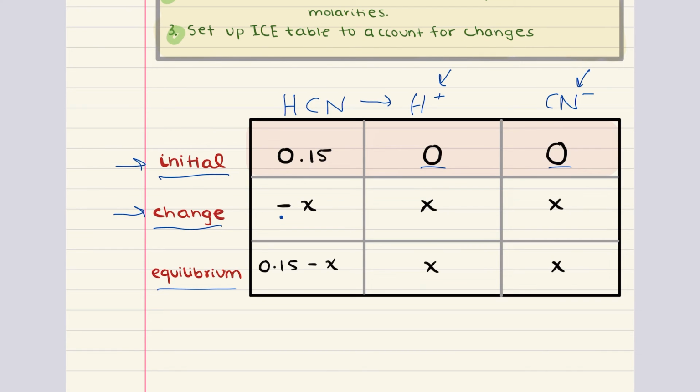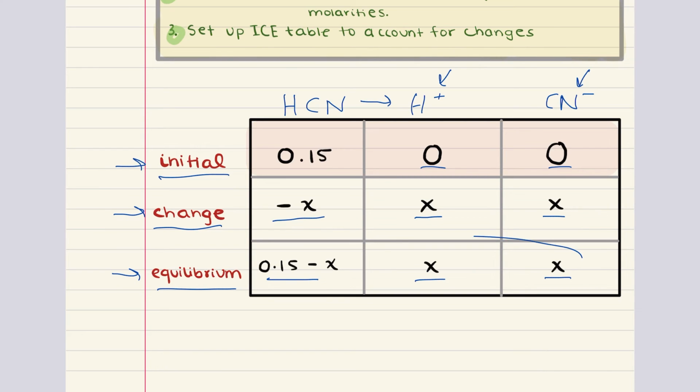So we're going to denote that change for hydrogen cyanide as minus X, and for hydrogen cations and cyanide anions as plus X. And then for our final row, our equilibrium row, this is going to be the initial concentration plus or minus the change, which gives us the equilibrium concentrations.